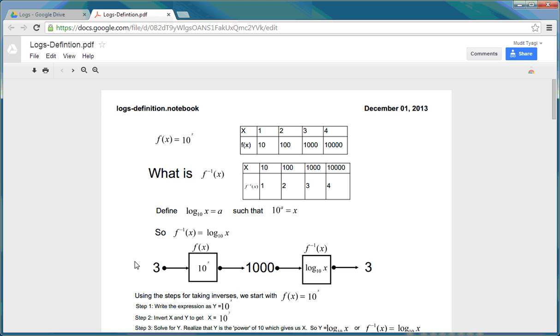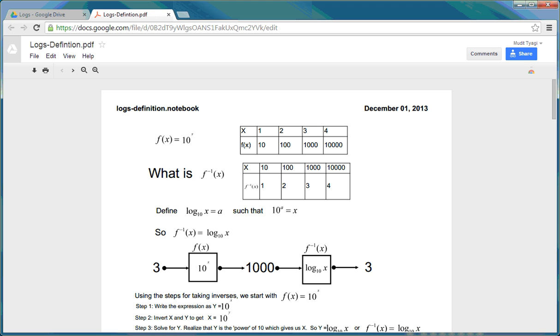And we see that the relationship between f of x equal to 10 to the x and f inverse of x equal to log of x to base 10, the relationship between the two functions holds as per the definition of inverse functions. We input 3 into the original function, we get 1,000. We input 1,000 into the inverse function, and we get a 3.